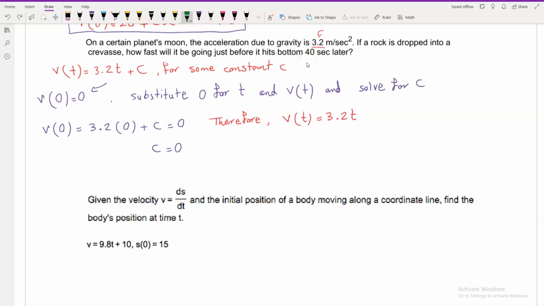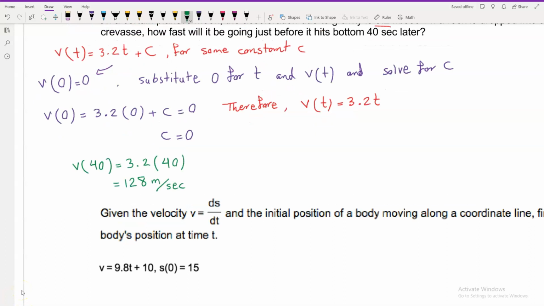Because the rock hits the bottom of the crevasse at 40 seconds, I'm going to substitute 40 for t and simplify to find the rock's velocity at the bottom of the crevasse. So here we have v of 40 equal to 3.2 times 40, that is equal to 128 meters per second. So this means the rock's velocity at the bottom of the crevasse is 128 meters per second.